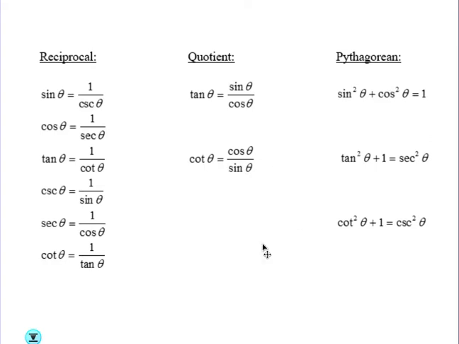The important thing to remember about the Pythagorean identities is that you will frequently see them rewritten. For example, I could solve this first identity for sine squared and have sine squared theta equals 1 minus cosine squared theta. You need to recognize that this is just rewriting sine squared theta plus cosine squared theta equals 1. You could also rewrite this as cosine squared theta equals 1 minus sine squared theta. So please recognize that these can be rewritten and they are just different forms of the same identity.